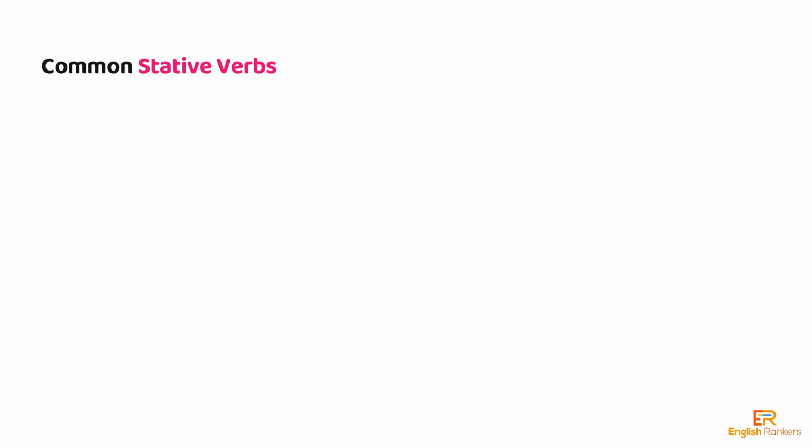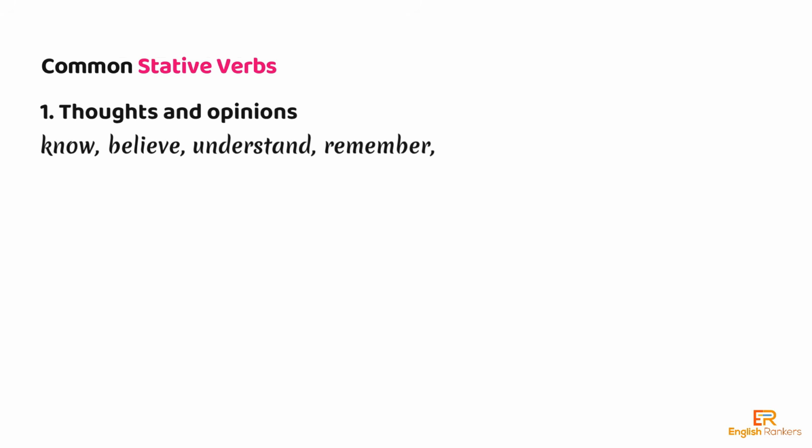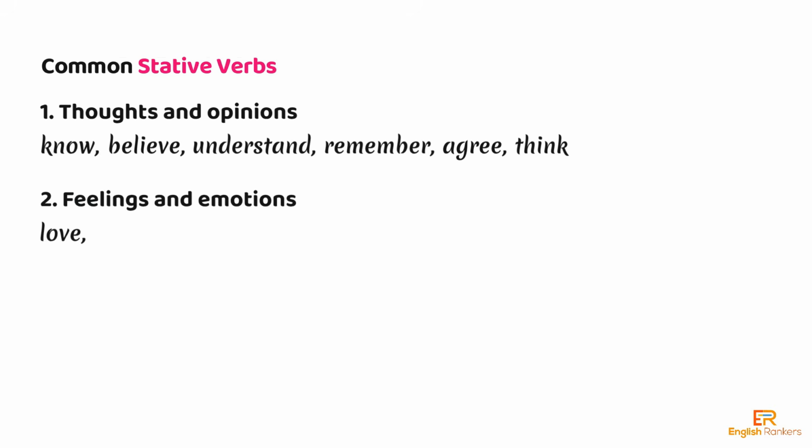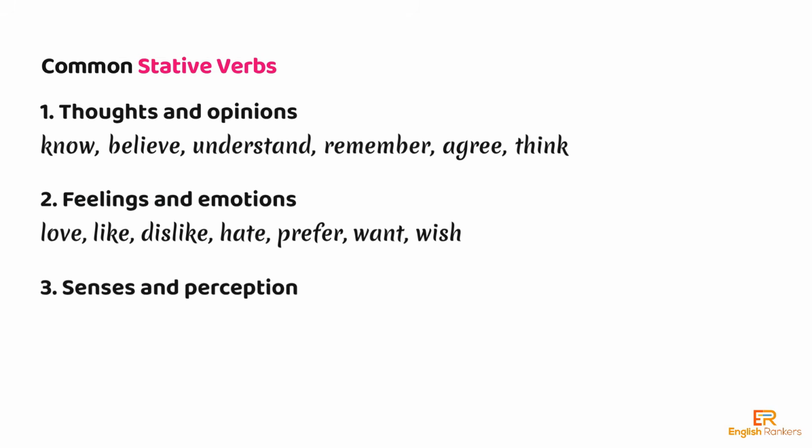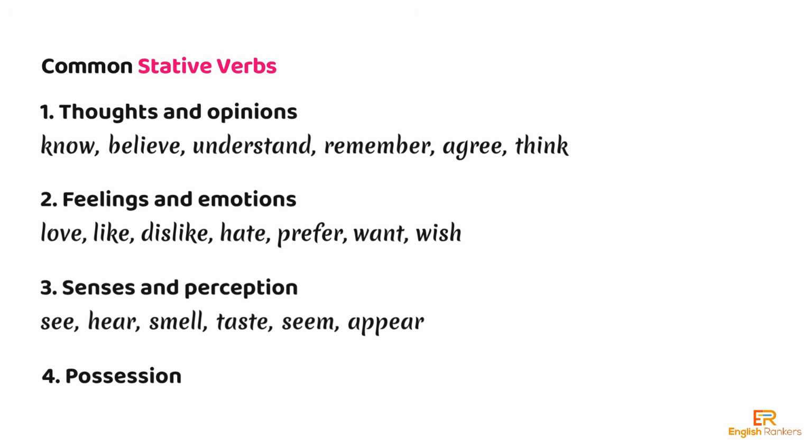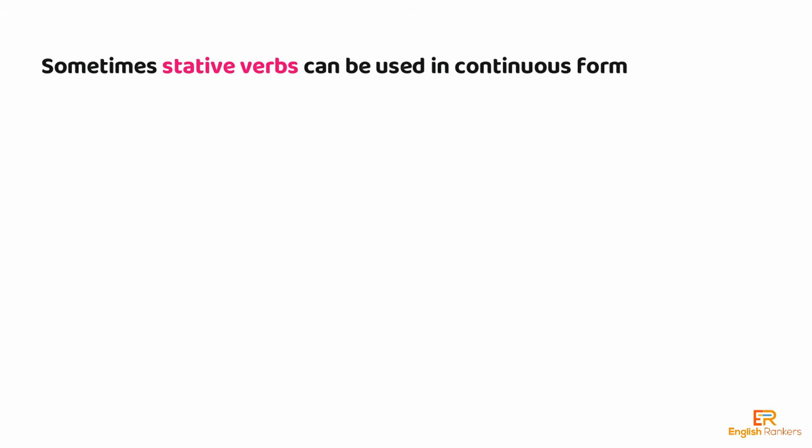Common stative verbs. Let us look at some common stative verbs in groups. Number one, thoughts and opinions. Know, believe, understand, remember, agree, and think. Number two, feelings and emotions. Love, like, dislike, hate, prefer, want, and wish. Number three, senses and perception. See, hear, smell, taste, seem, and appear. Number four, possession. Have, own, belong, and possess. These verbs usually describe a state, so we normally use them in the simple tense.